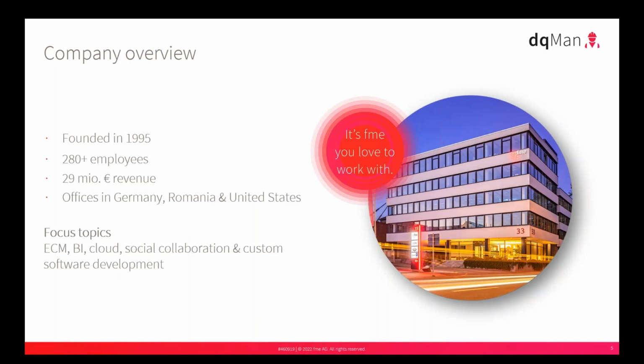Maybe a few words about FME in case you're not familiar yet. FME is a German company. We provide services and products in the enterprise content management and business intelligence fields. The company goes all the way back to 1995. Currently, we have close to 300 employees, yearly revenue of 29 million euros, and FME has a number of offices in Germany, Romania, and also in the United States. dqMan is one of our products, and this is, of course, the main topic for today's presentation.